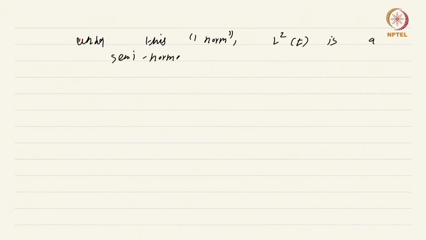So what is essentially going to happen is that under this "norm", in quotes, L2(I) is a semi-normed vector space. So something that satisfies all the properties of a norm except for the fact that if the norm is 0, the function is 0, that is known as a semi-normed vector space.